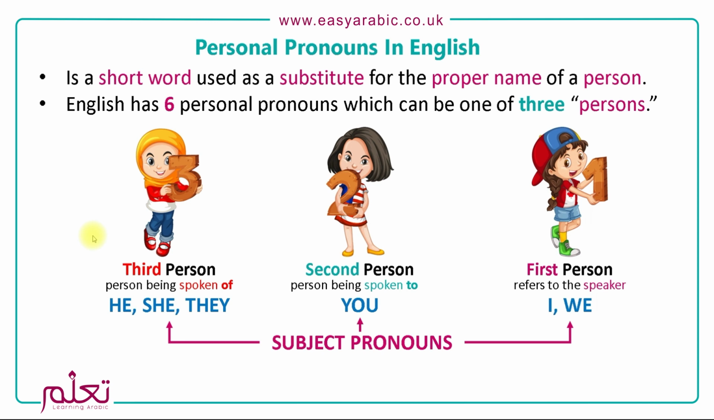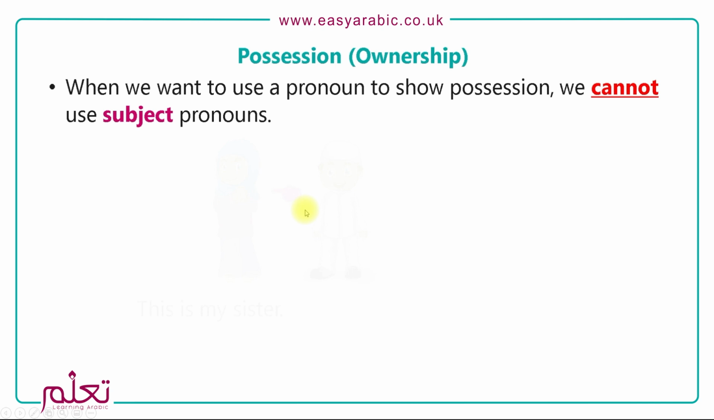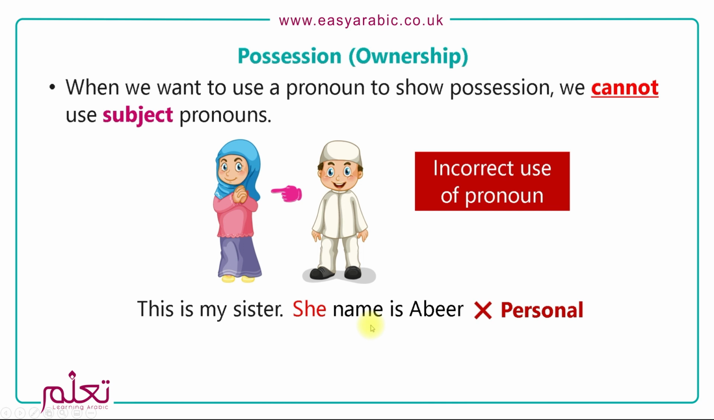So when we talk about possession, we are talking about the ownership of all the things that belong to people. So when we want to use a pronoun to show possession, we can't use the subject pronouns. For example, look at this. If we say, this is my sister, and then I try and use the subject pronoun, I'll say she name is Abeer, it just doesn't make sense. So the she is the incorrect use of a pronoun, because what we're talking about is the name, and the name is the property of Abeer. Because it belongs to Abeer, we can't use the subject pronoun here.